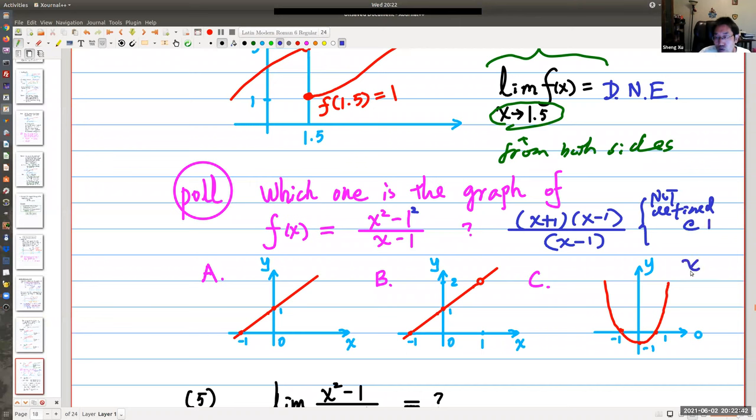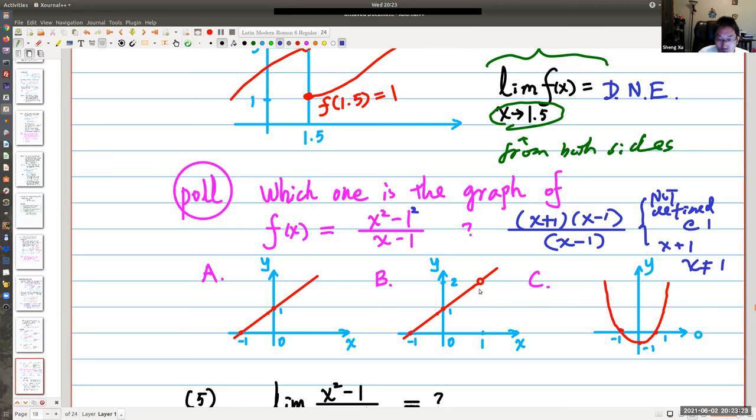But if x is not equal to one, then x minus one is non-zero. You can cancel x minus one now. So it's equal to what? Just x plus one. So the graph of this function is the same as x plus one, as long as x is not equal to one. So we know the graph of x plus one is this red curve. But the answer shouldn't be A. Why? Because f of x equals x plus one only for x not equal to one. If x is equal to one, then this function is not defined, right? So the domain does not include that one.